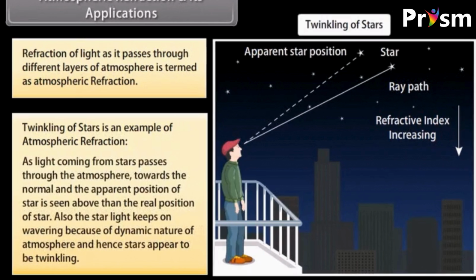As light coming from stars passes through the atmosphere, it bends towards the normal and the apparent position of the star is seen above the real position of the star. Also, the starlight keeps on wavering because of the dynamic nature of the atmosphere and hence stars appear to be twinkling.